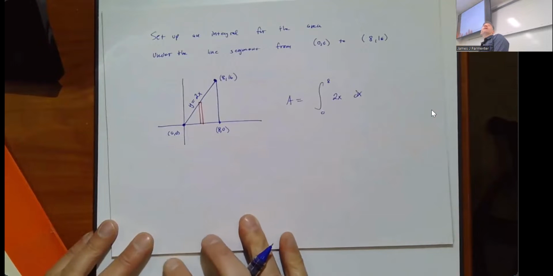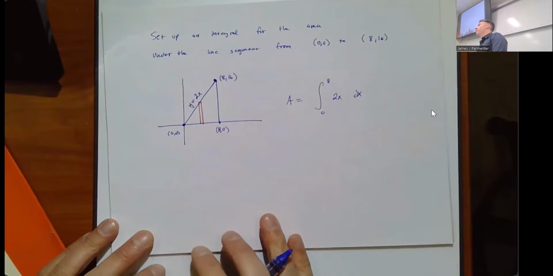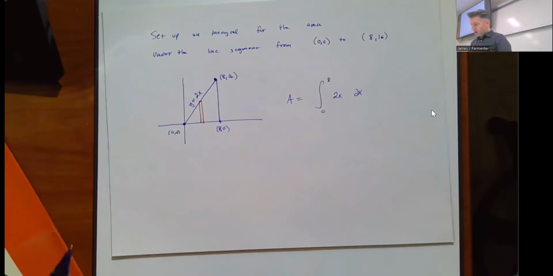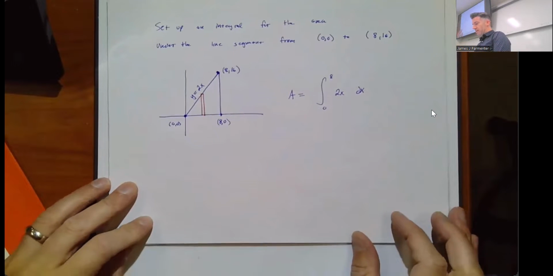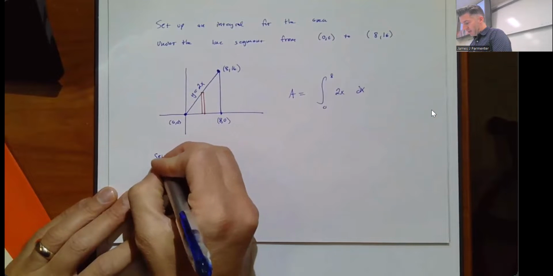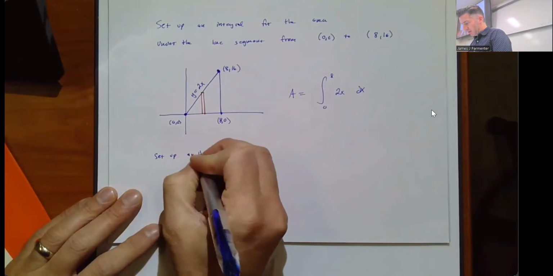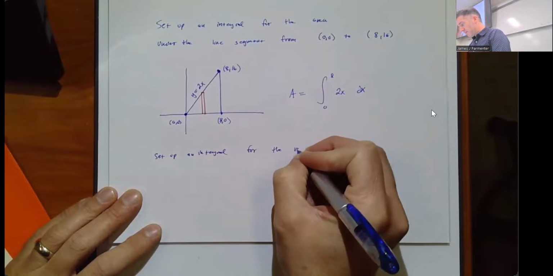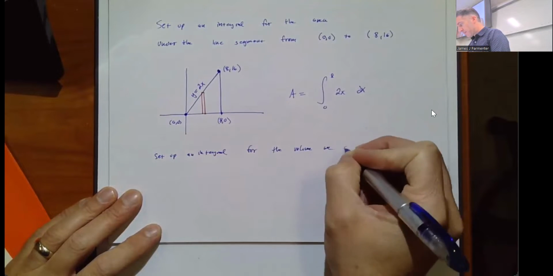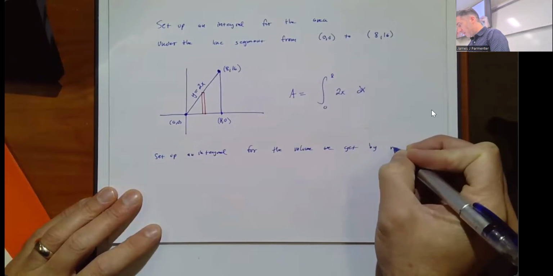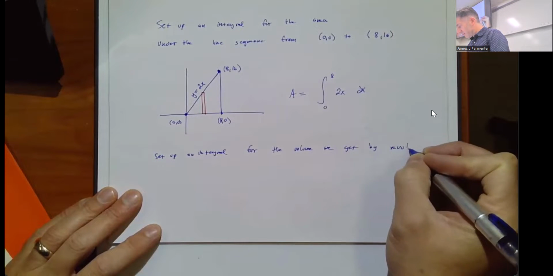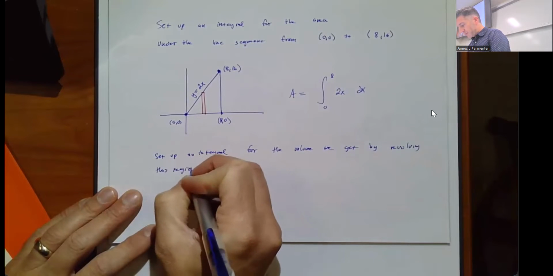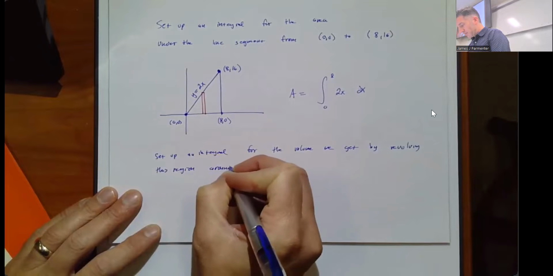And I'm not going to do it because the problem said just to set it up. Although we could totally do it, right? It'd be x squared, you plug in 8, 0, 64. What I really want to ask here is, now I want to set up an integral for the volume that we get by revolving this region around the x-axis.